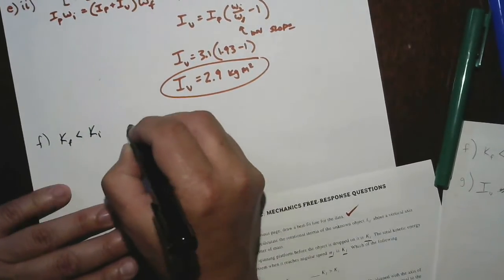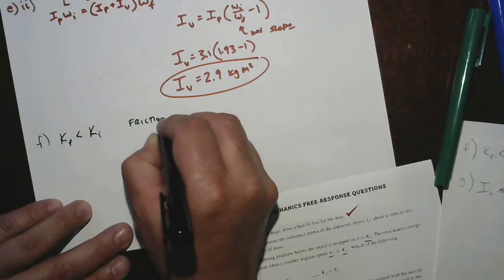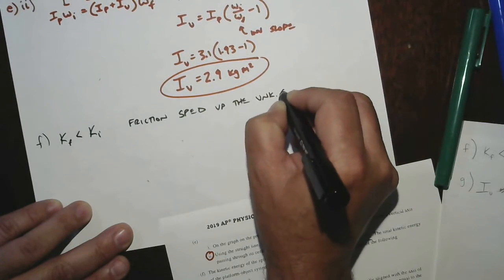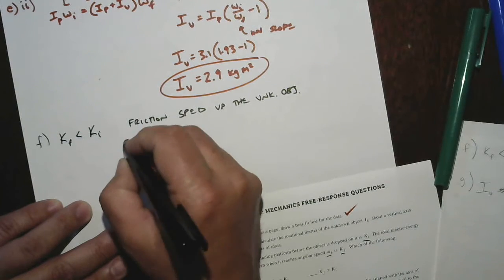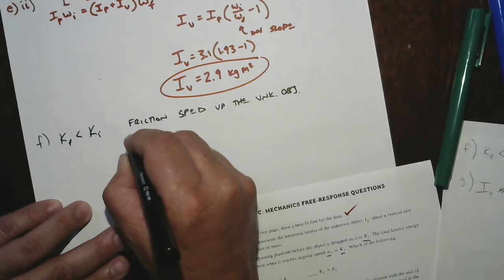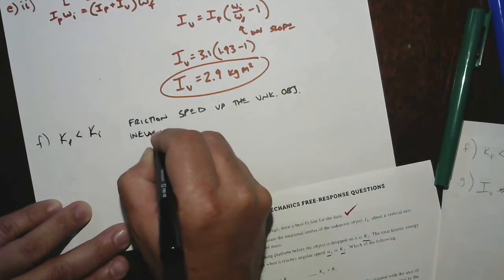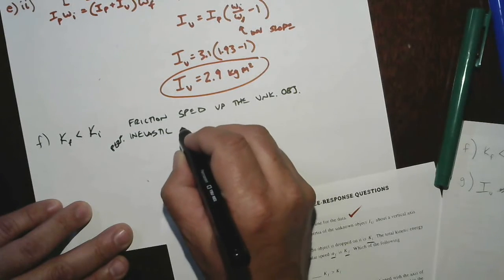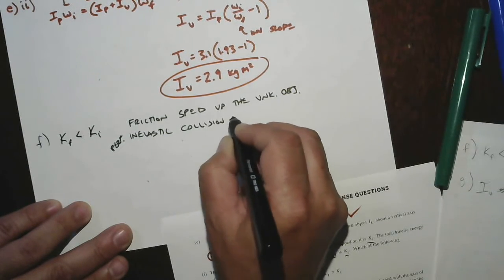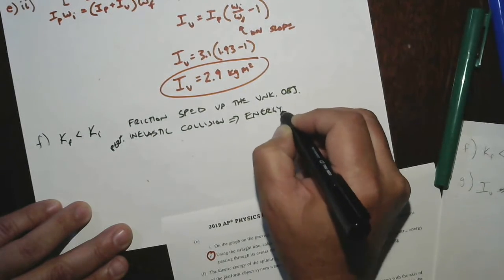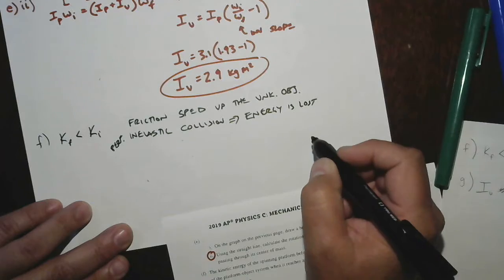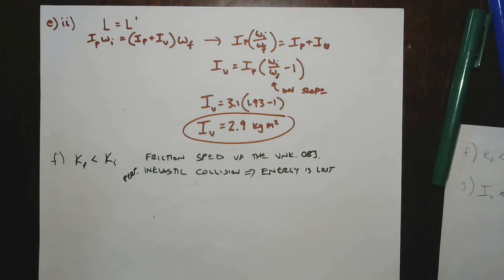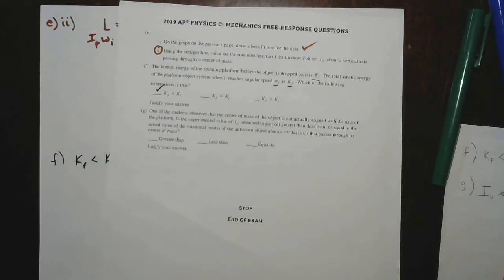There are a couple of different reasons. One is you could say that friction sped up the unknown object, or you could say that this is an inelastic collision. Actually, it's a perfectly inelastic collision, isn't it? Because they stick together, and that means that energy is lost. There are a lot of different things you could say to explain this, but that is absolutely the case. Kinetic energy will not be conserved in this collision. It will be lost.